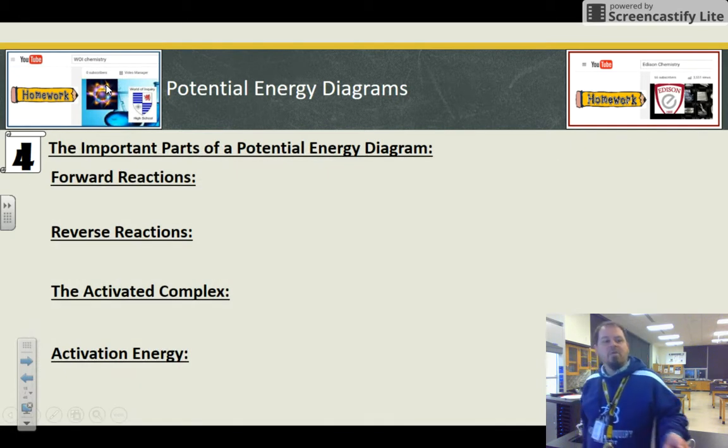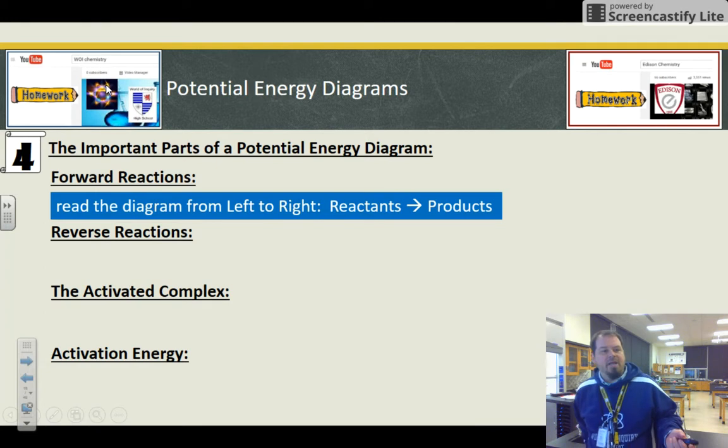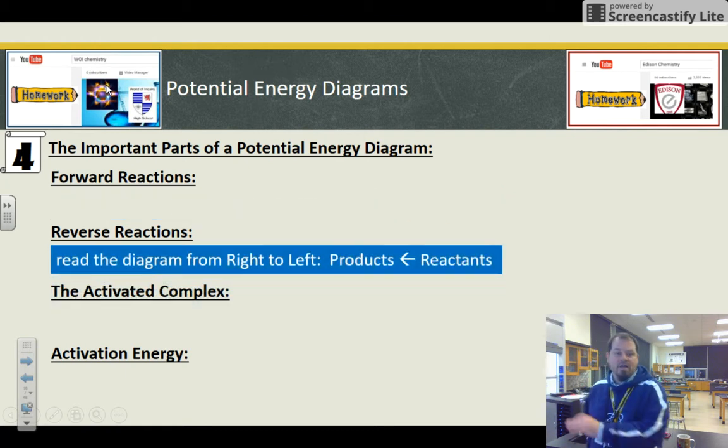Okay, some other important things to know. Forward reaction now reads from left to right, reactants to products. If I reverse the reaction, which happens with these equilibriums, I go backwards now. I've got to go from right to left. And you notice, sometimes I have a bigger hill to climb.